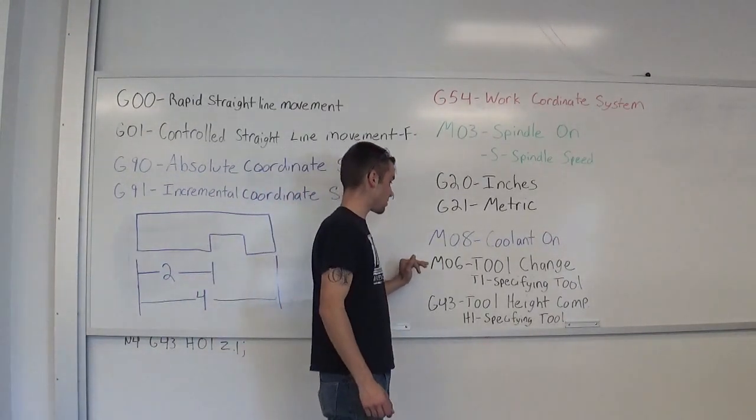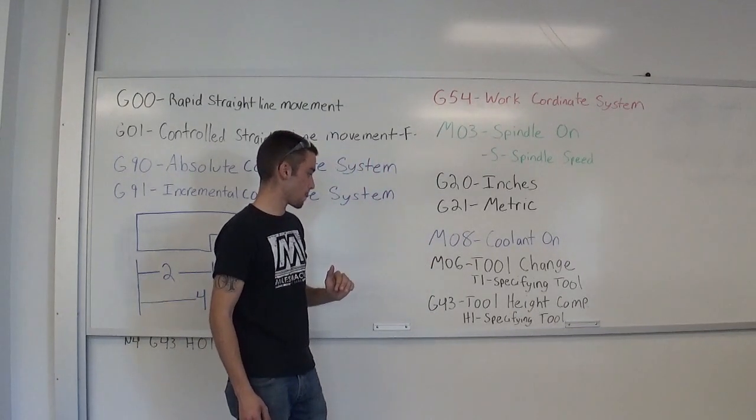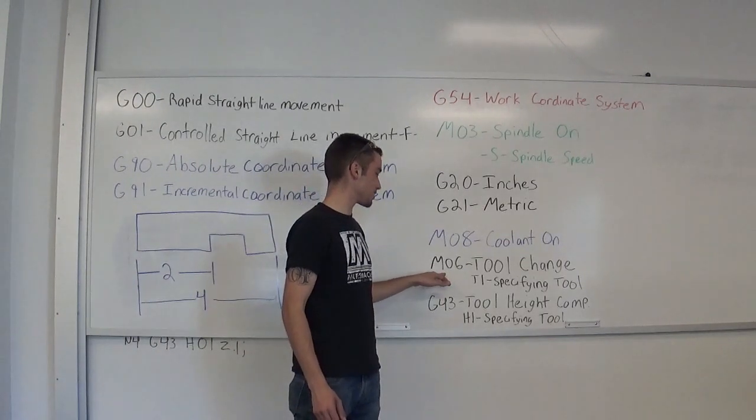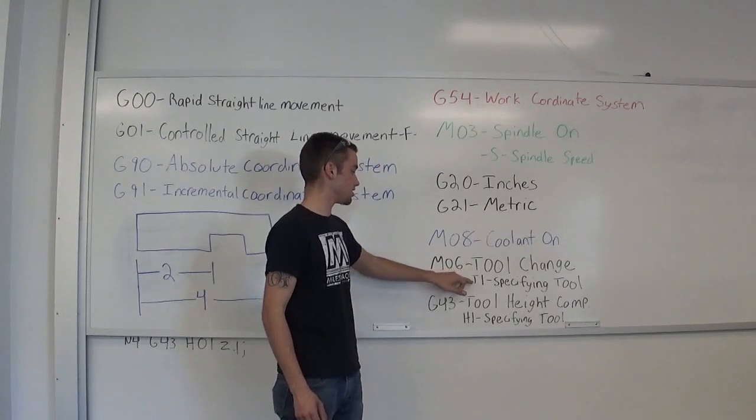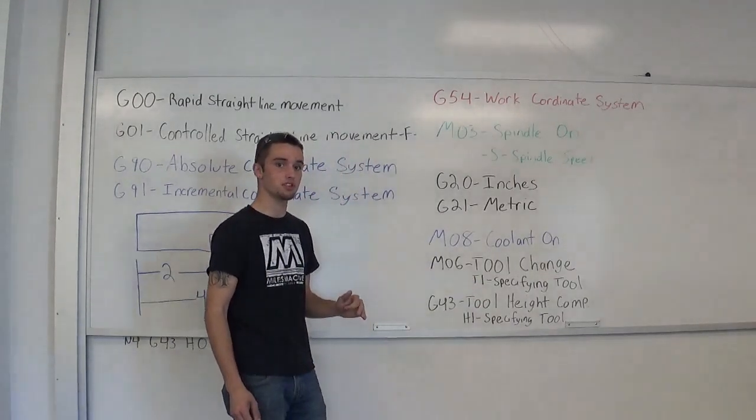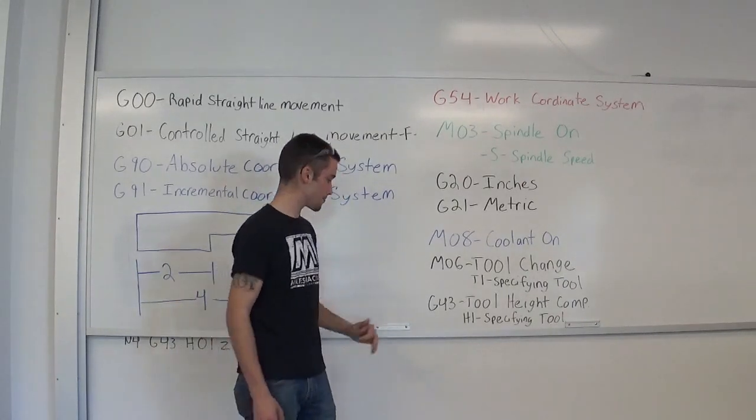After that, you have your M06, which is a tool change. Every time you call up an M06, you have to have a T calling up what tool you want. So if you want tool 1, you go M06, T1. If you want tool 5, you go M06, T5.